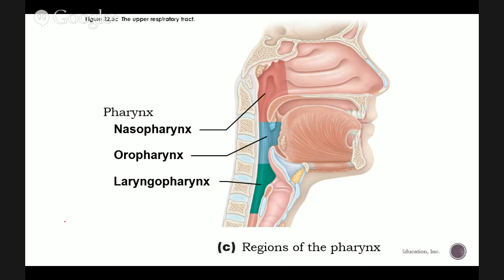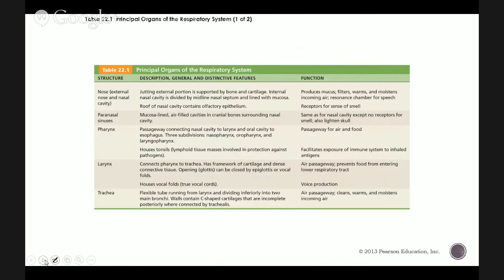So here are the three regions of the pharynx. If you ever have a sore throat, they call it pharyngitis because it's an inflammation or an affliction that affects the pharynx.